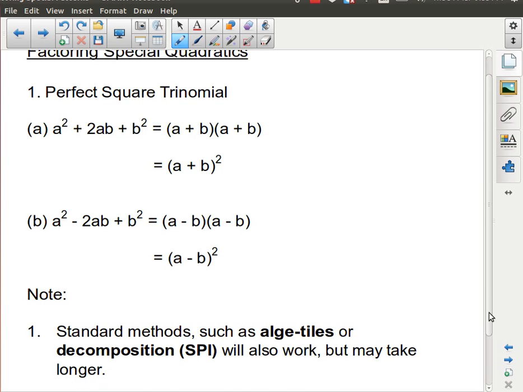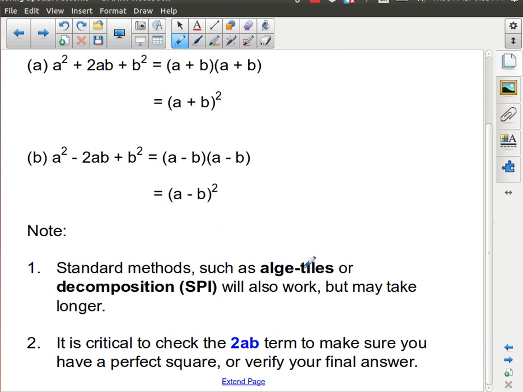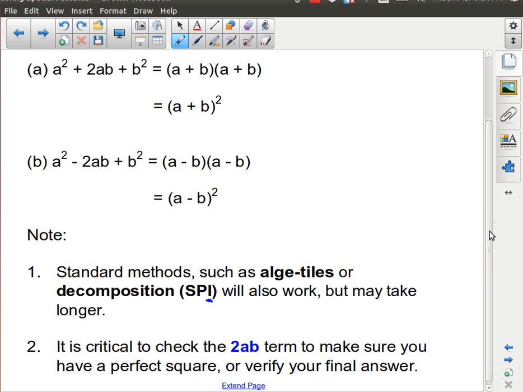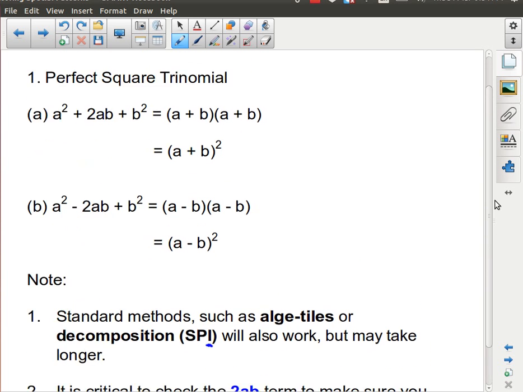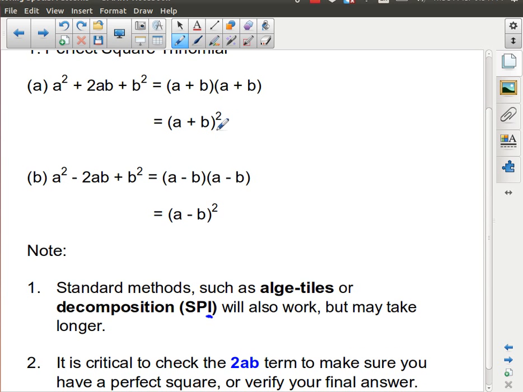You can use algebra tiles provided it's not a crazy one like the one I just showed you. I wouldn't want you doing 25x squared using algebra tiles. Or you can use decomposition, which we've been calling SPI. Decomposition is where you take that middle term and you split it into two terms. That's the decomposition using the sum and product. And that can work, but it can take longer. But once you become familiar with it, if you can pick out these patterns, then you can go straight to the answer.